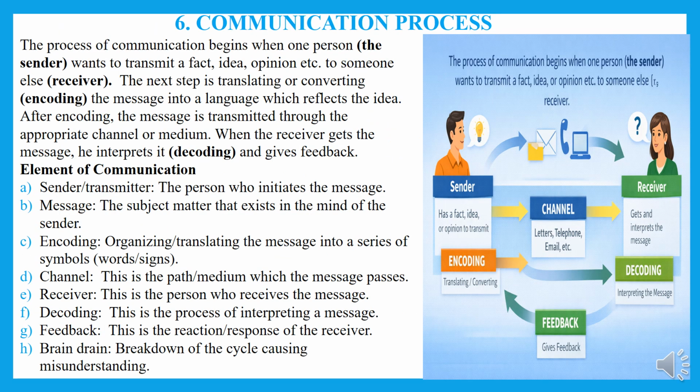Communication process. The process of communication begins when one person, that is the sender, wants to transmit an idea to someone else, that's the receiver. Then the person converts, that is encoding, the message into a language which reflects the idea. Then the message is transmitted through an appropriate channel or media. When the receiver gets the message, he interprets it, which is decoding, then gives feedback.